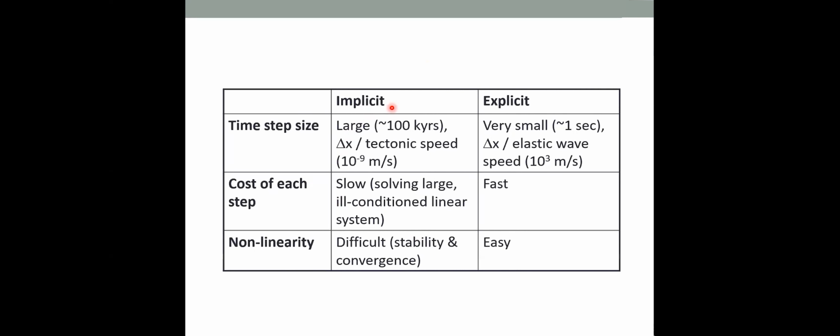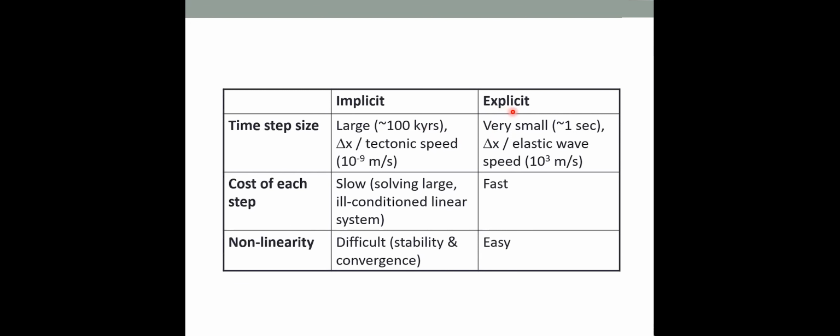For the implicit scheme, the time step size can be quite large because the speed considered is the tectonic speed. So take the typical grid resolution and the tectonic speed, then we can achieve a very large time step size. So it's hundreds of thousands of years. And because our target simulation is usually like a million years or even a billion years.